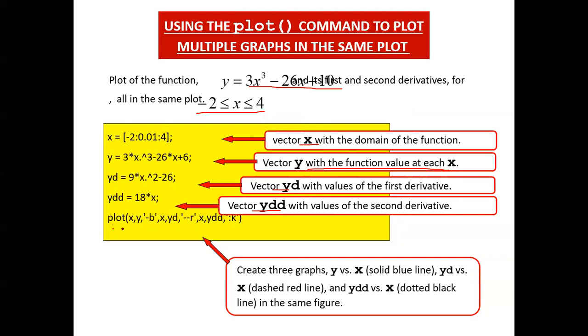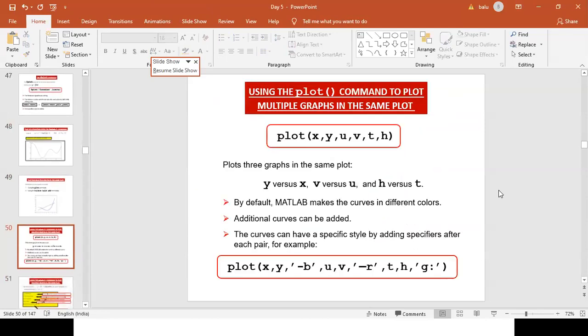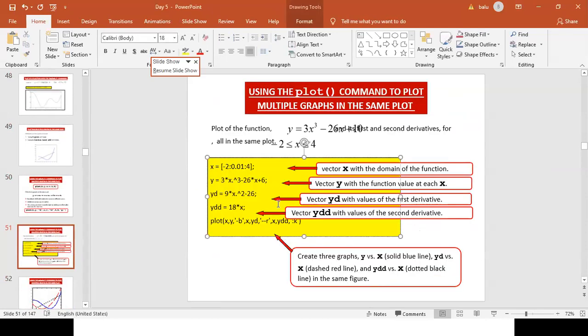Then we can generate the plot like this. Three graphs we are going to generate. It shows the result is like this: green, red, and blue. How can we generate this type of multi-plot in a single program?